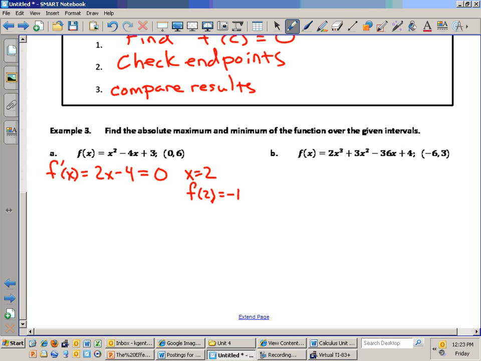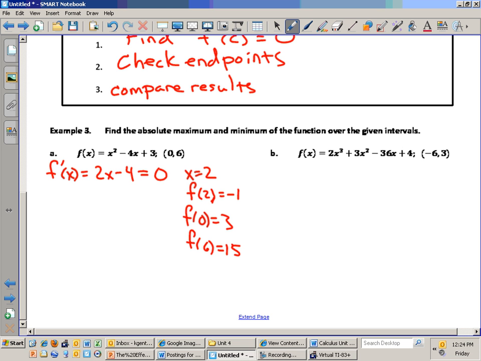So I did the first part. Now I should check the endpoints. I need to find where the height of the function is at 0 and where the height of the function is at 6. f of 0 is what? 3. f of 6 is what? If we plug it in, 6 squared is 36, minus 24 is 12, plus 3 is 15.